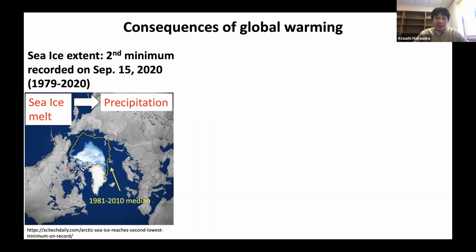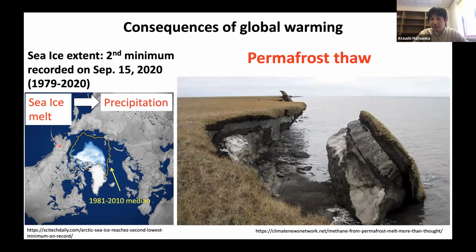Recent papers suggested that this dramatic sea ice melt is directly linked to the increase of precipitation. I will come back to this particular topic later in this presentation. Over the land, as I mentioned earlier, permafrost is thawing dramatically, as you can see in these pictures.